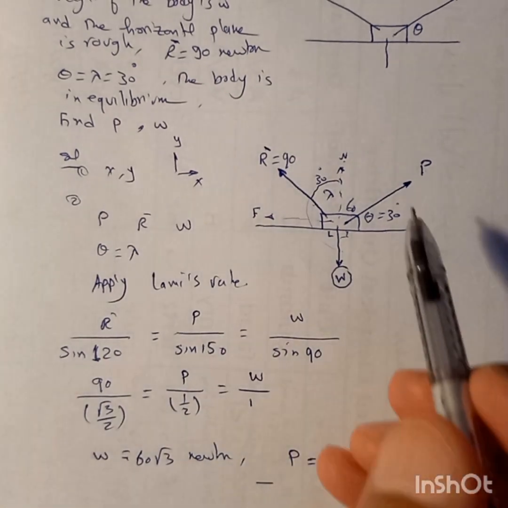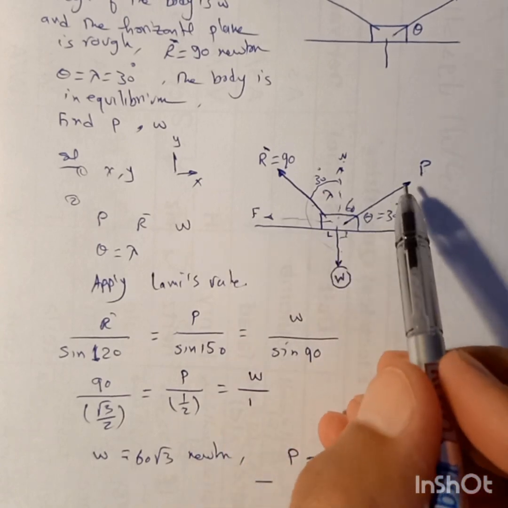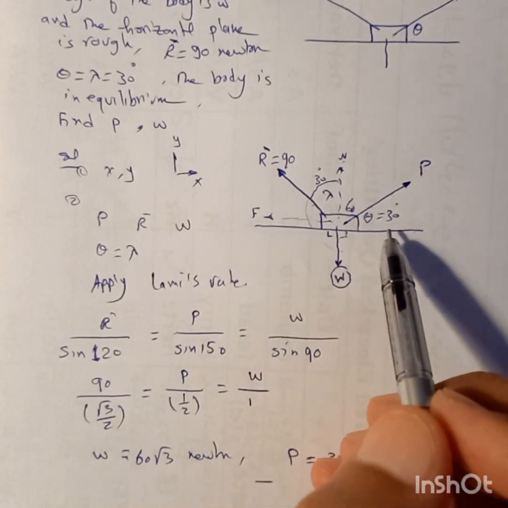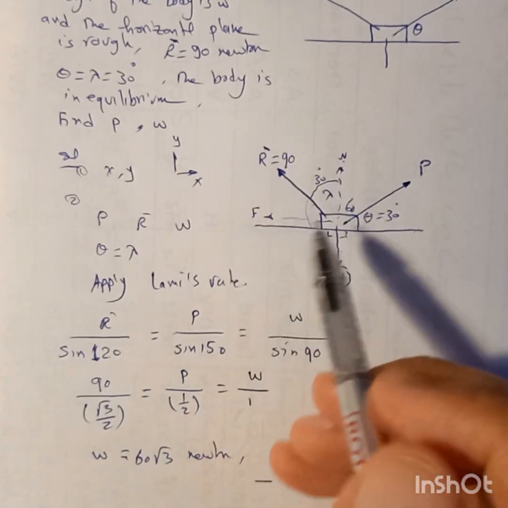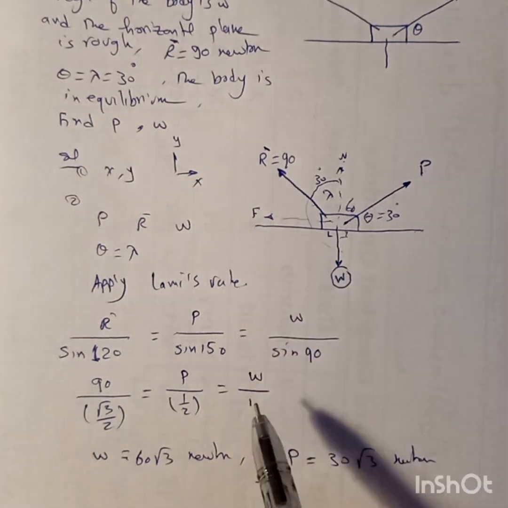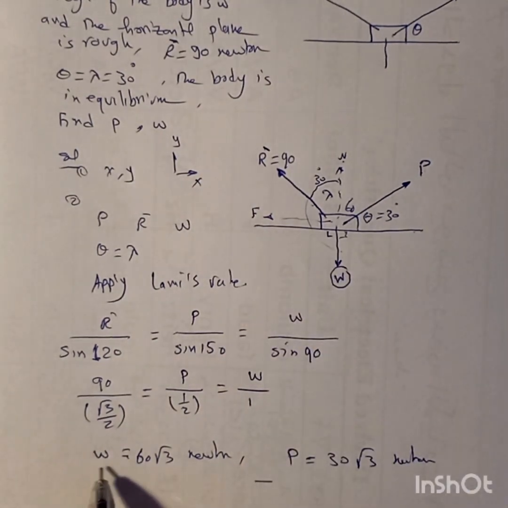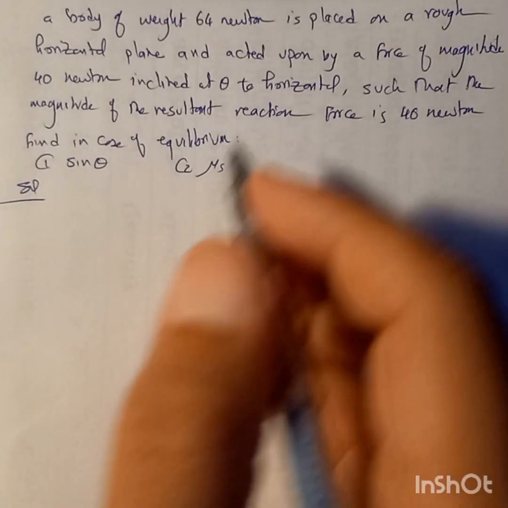We can also apply the normal steps for solving this kind of problem by resolving B in two orthogonal directions, and R dash in N and mu S, and complete our solution, and we'll find finally W equals 60 root 3 and B equals 30 root 3 Newton, and this is required to find. We have another example.